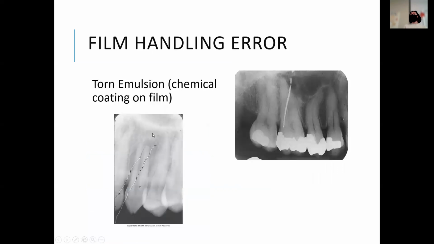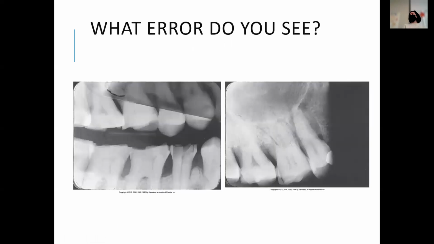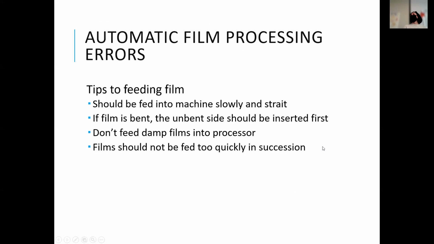This is a torn emulsion. The actual chemical coating is torn, so it's going to make these kind of ripped looks. So what is this one here? What do you guys see on this one? Exactly. What about this one here? I think it looks like a light leak too. Yes, I think so too, because it looks a little fuzzy, huh? It's a light leak.